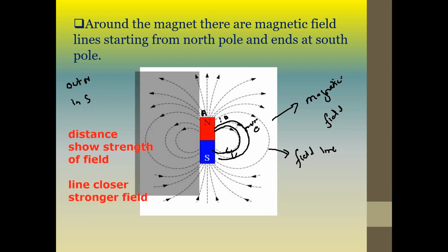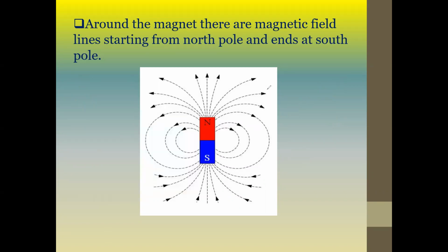If we are moving away from the magnet, the distance between the lines will increase. Here you can see at this point the field lines are closer, but when we move away, the distance between two identical field lines has increased. It means the strength has decreased. So the region around the magnet where other magnetic material can experience force, we call that a magnetic field, which is represented by magnetic field lines. Is the concept of the magnetic field and the poles clear?